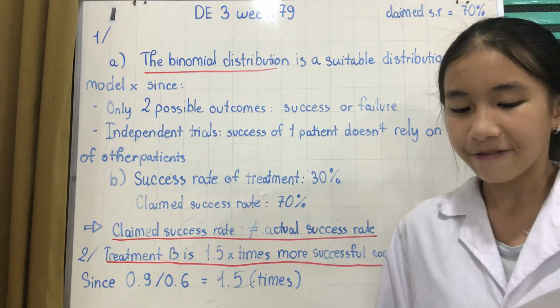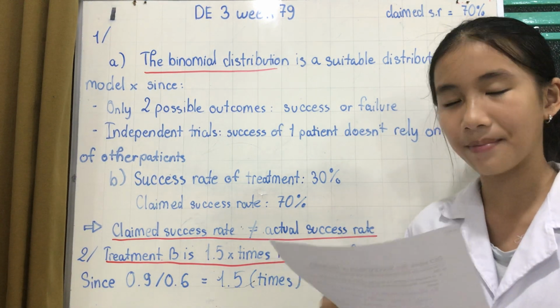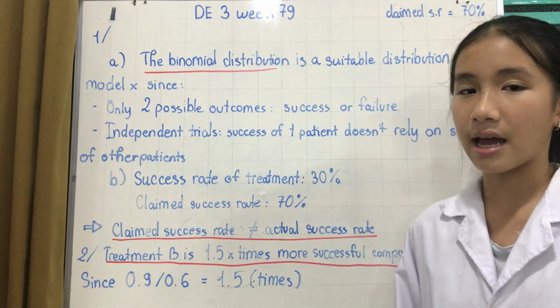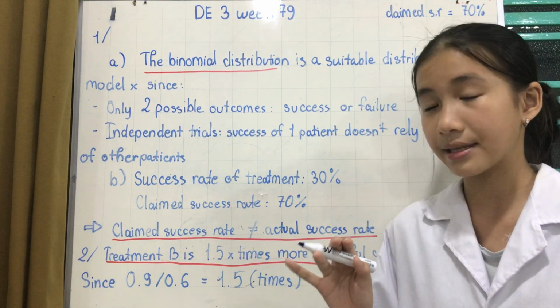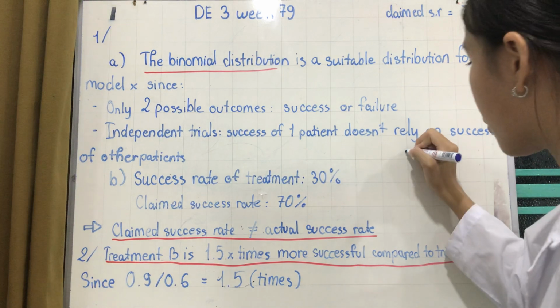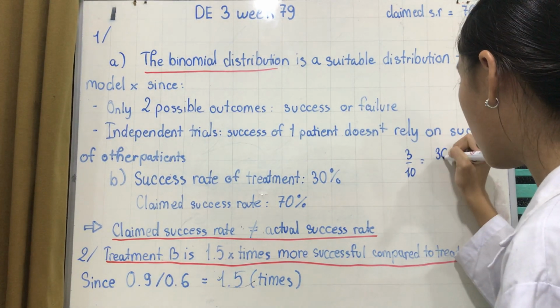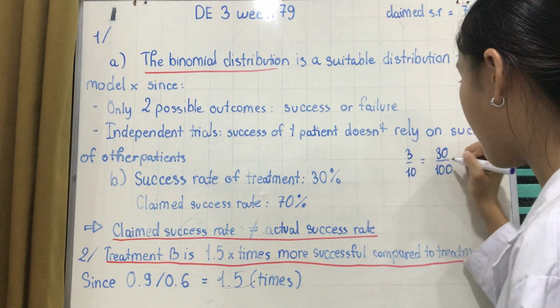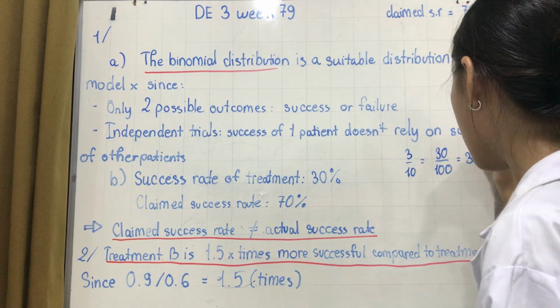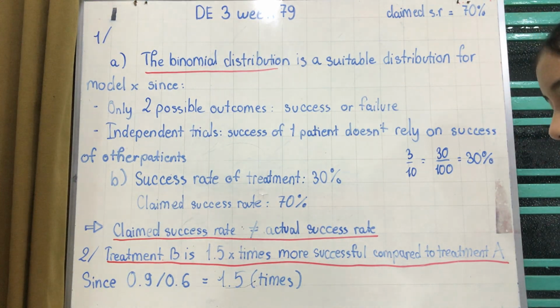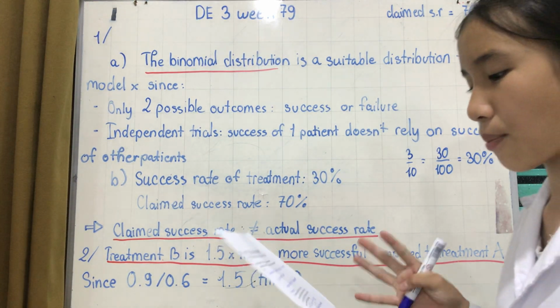So I found that the success rate of the treatment is 30%, since in 10 patients there were only 3 cases that were effective. So 3 over 10 is the same thing as 30 over 100, and 30 over 100 equals 30%. Now that is the actual success rate of the treatment. Now the claimed success rate is 70%.